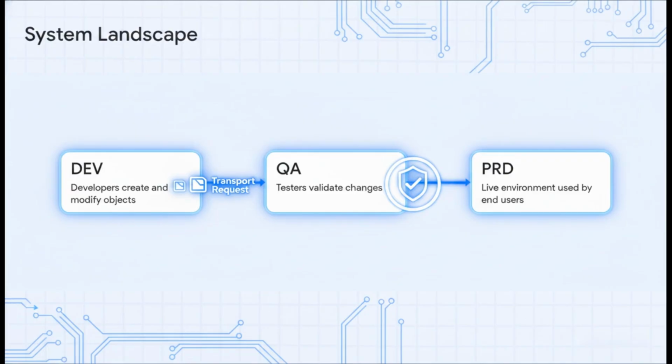A huge red flag in an interview is suggesting that you can just quickly bypass QA to push a fix. Never, ever do that. You have to make it clear that QA is strictly required to test changes and completely eliminate the risk of production errors. So remember, the Dev, QA, and PRD landscape exist to protect live business data from untested code.